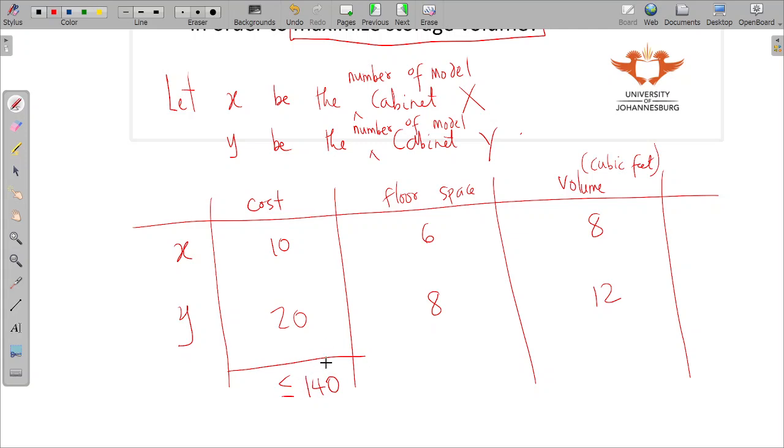So we use the sign less than or equal to, not greater than or greater than or equal to, because you can only spend less than or up to 140. So this has a constraint on it. I will use restraint because the whole of this will make our constraint, but I can also use limitation so that you can understand better. The cost has a limitation.